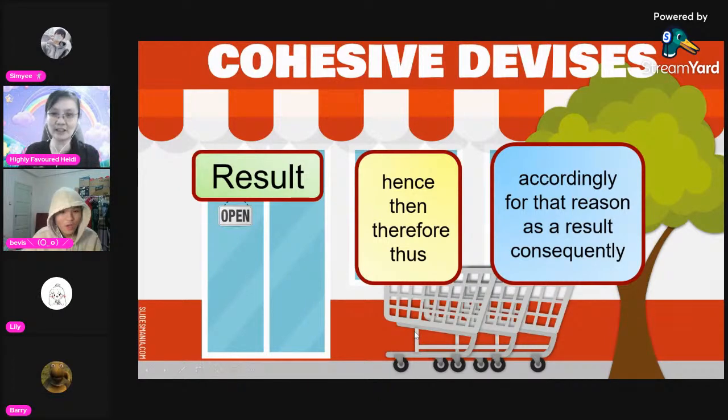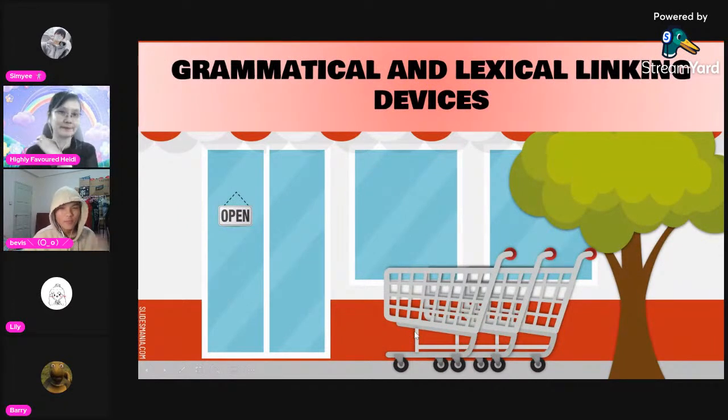Accordingly, for that reason, as a result, consequently, you can use these as well. This is the one I want to highlight: grammatical and lexical linking devices, all under cohesive devices. Under organization and language, because when lexical comes in, it goes to the language part, grammar and language. So your cohesive devices will affect your language. Either you score both organization and language, or the language part will pull down your marks if you don't use it accurately.